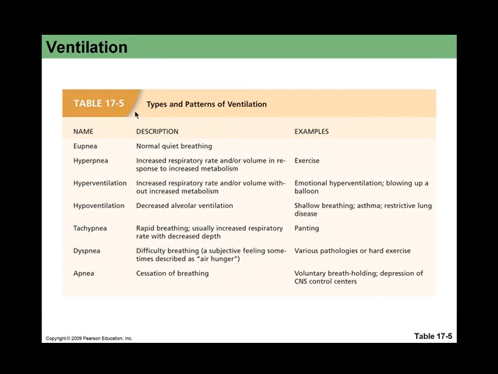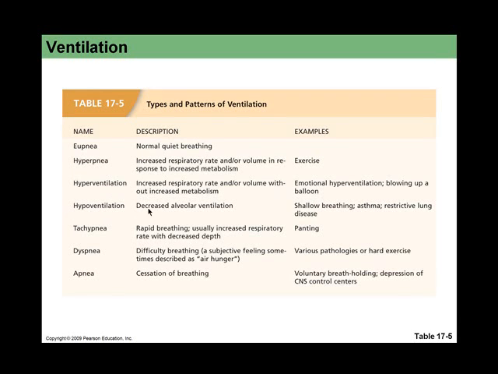So the types and patterns of ventilation, we need to recognize these as helping us understand physiology, but obviously clinically as well. So eupnea is normal quiet breathing. So eupnea is the normal state. Hyperpnea is increased respiratory rate and or volume in response to increased metabolism, such as exercise. Hyperventilation is increased respiratory rate and or volume without an increased metabolism, as we just talked about. So this can be emotional or blowing up a balloon.